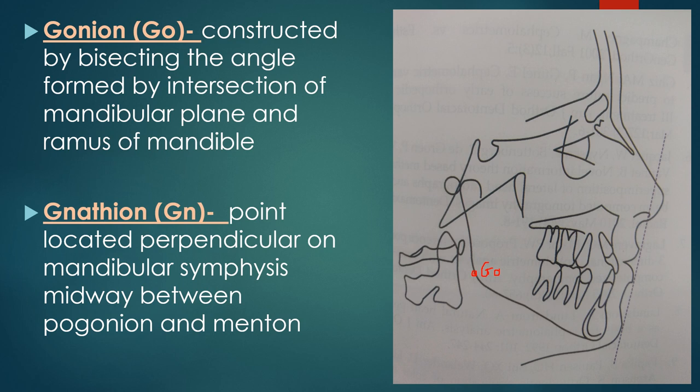Another is gnathion. It is represented as G and small letter n. It is a point located perpendicular on mandibular symphysis midway between pogonion and menton. So it is present here, somewhere between pogonion and menton. As we can see, this is pogonion, and this is menton. So it is present in between pogonion and menton. So the location of gnathion is here and represented as G and small letter n.